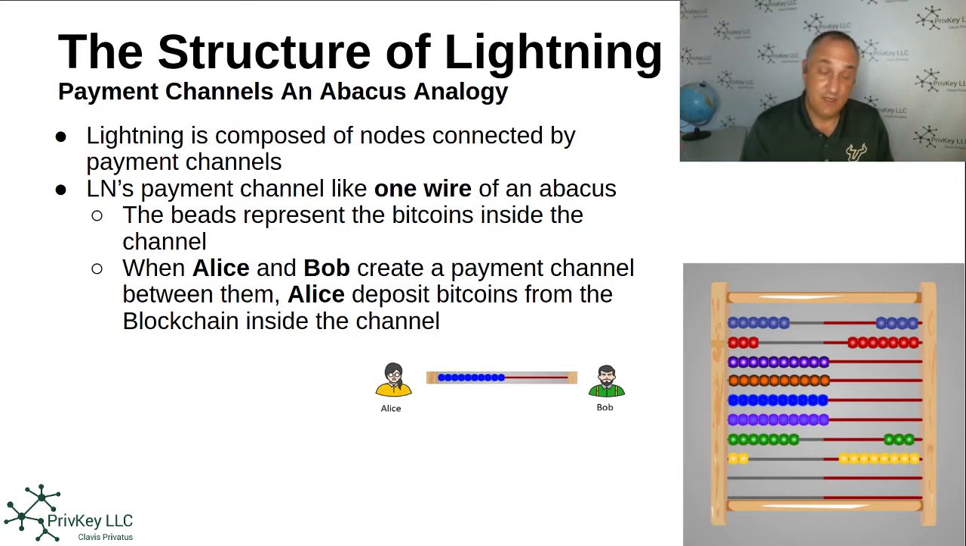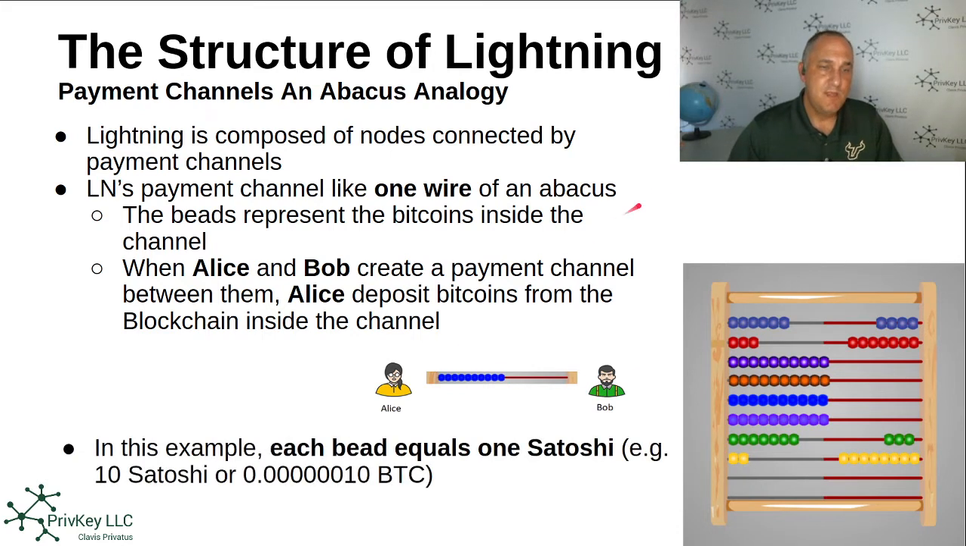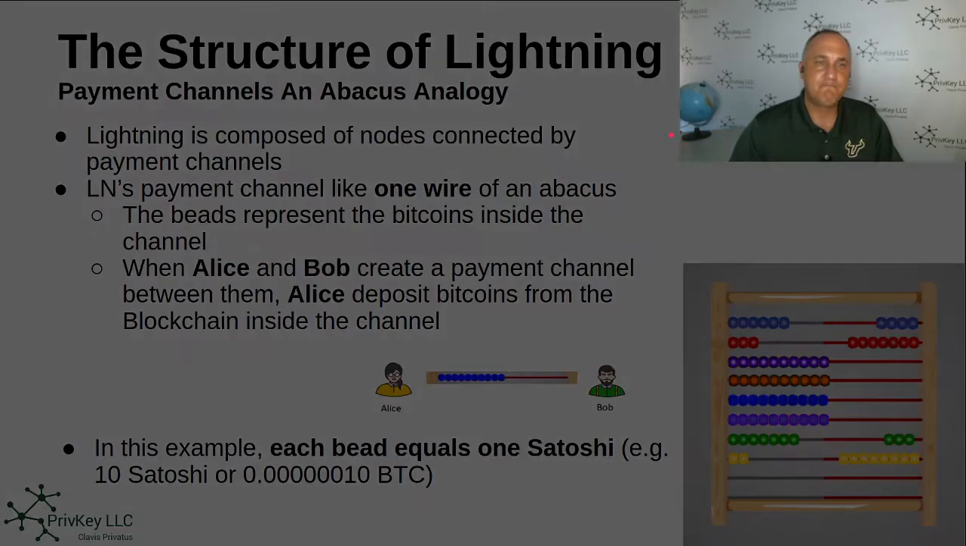Let's leave it as satoshis, because the BTC are too expensive and the value is much bigger. So in this case, Alice has put 10 satoshis here, and Bob has 0, basically. In this example, each bead equals a satoshi. There are 10 satoshis that she puts out there, equivalent to 0.00000010 BTC. That's basically it, this channel has been opened.